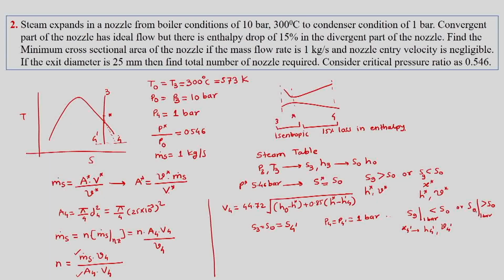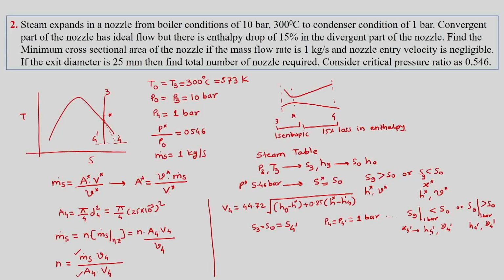But if Sg is greater than S0, then we can directly get h4 dash and v4 dash from the superheated part of the steam table. That is how we can find out. So these are the specific volumes and enthalpies. So this is how I will know now h4 dash.